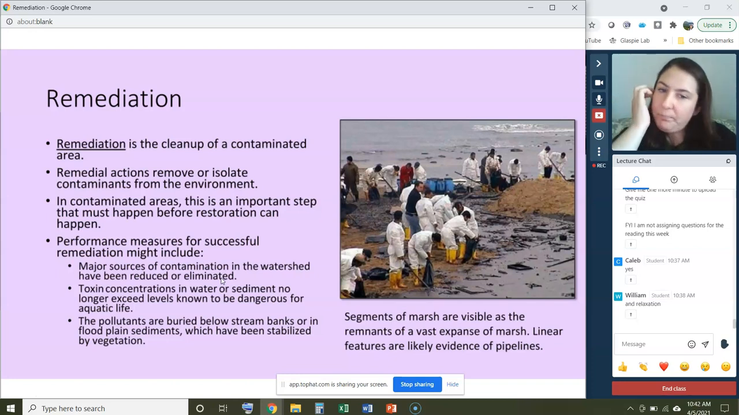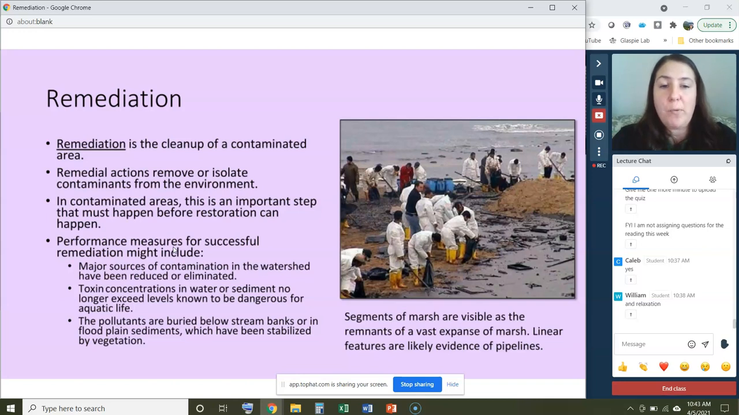So remediation. Remediation means the cleanup of a contaminated area. We talked about oil spills, oil spill cleanup responses. Those would be examples of remediation. So here you can see people in hazmat suits that are cleaning up an oil spill. Remedial actions remove or isolate contaminants from the environment, so you're cleaning up the environmental contaminants. It's an important step that must happen before restoration can happen. And so if you have any sort of contaminants, you can't have restoration without first having remediation.